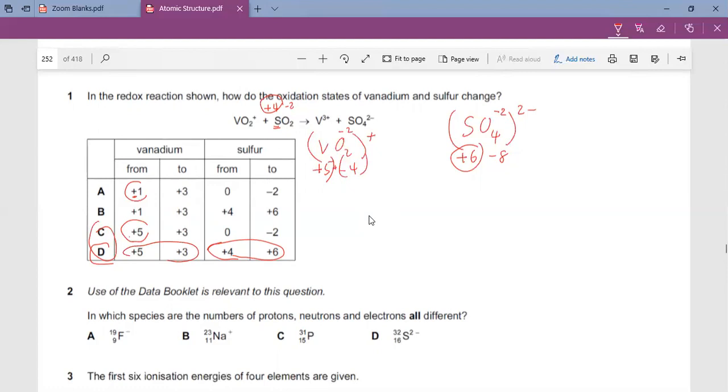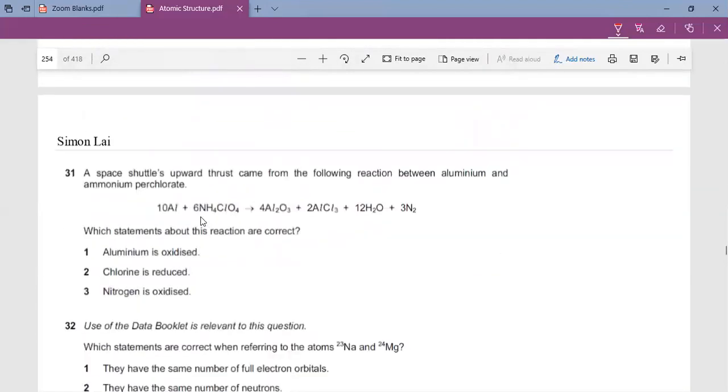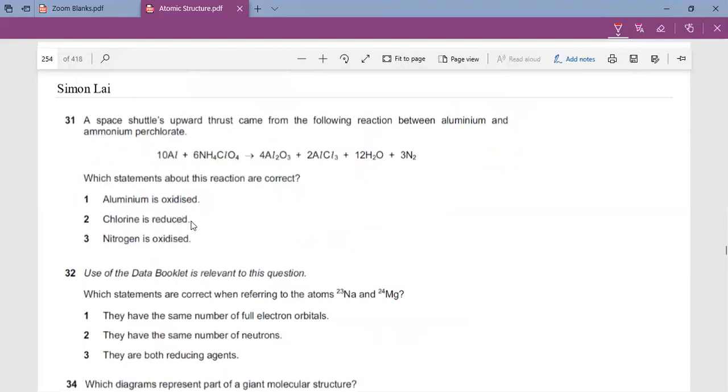Okay. Now let's look at a few more. Let's talk about reduction and oxidation. Question 254. Now this is about oxidized and reduced. See, they ask you different things. A space shuttle's upward thrust came from the following reaction of aluminum and ammonium perchlorate. Which statements of this are correct?